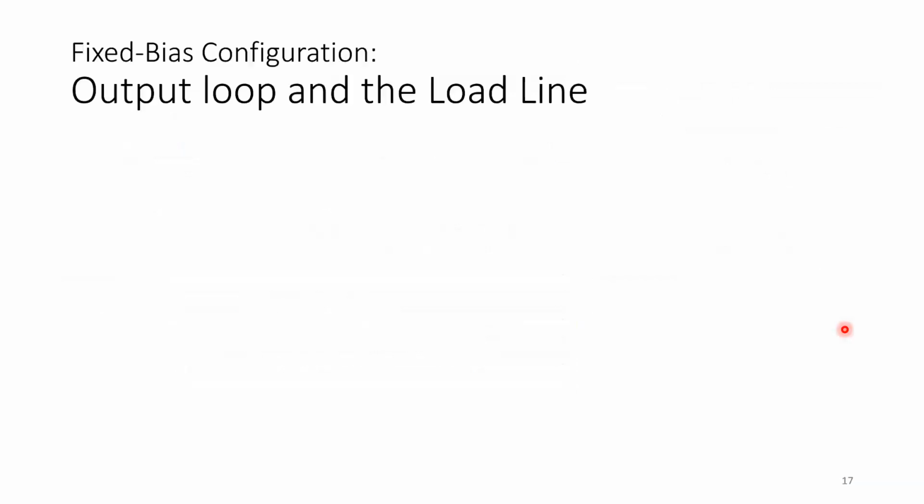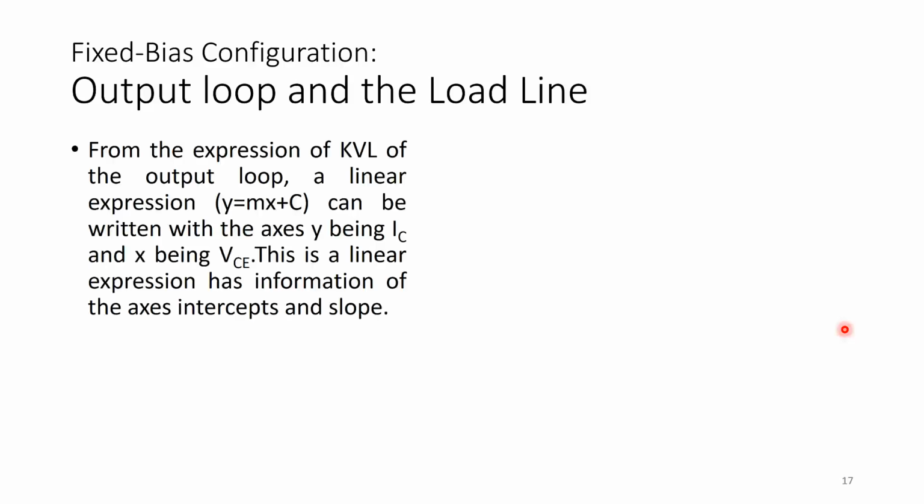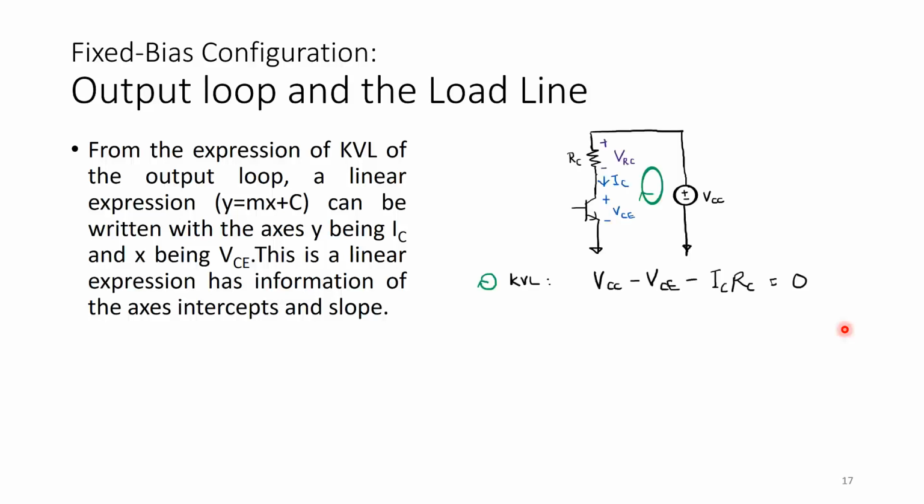Okay, now leaving the example, let's have a look at the output loop more, and I'm going to introduce here the concept of load line. From the expression of KVL of the output loop, okay, a linear expression y equals to mx plus c can be written with the axis y being IC and x being VCE. Okay, this was the output loop. We did a KVL, remember? So we had this expression.